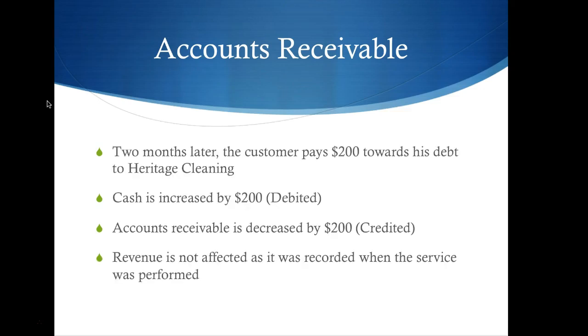Now, 2 months later, the customer, let's say, pays $200 towards this debt to Heritage Cleaning. So in this case, we've increased cash because we received cash by $200, which then, again, because cash is an asset account, an increase is debited. Accounts receivable, the asset, is decreased by $200. When we decrease an asset account, we credit it. Now, revenue in this transaction is not affected because it was recorded when the service was performed and the accounts receivable was set up.